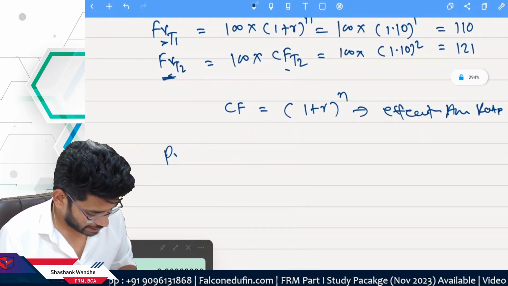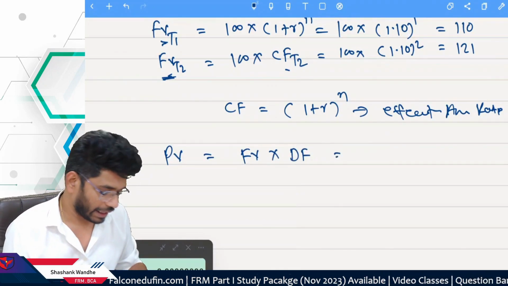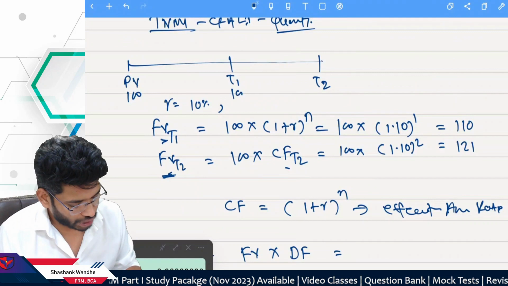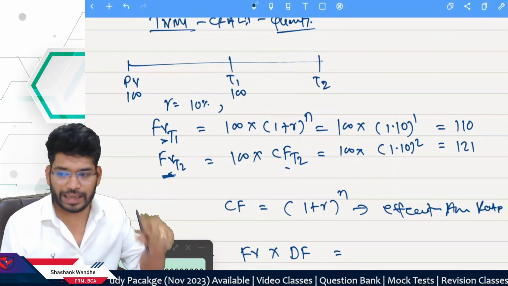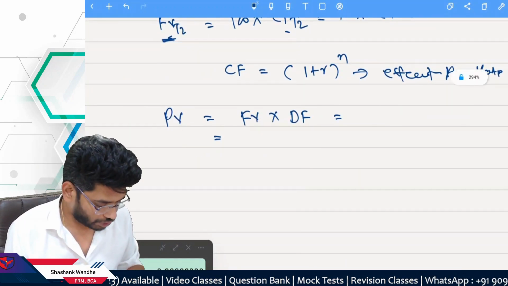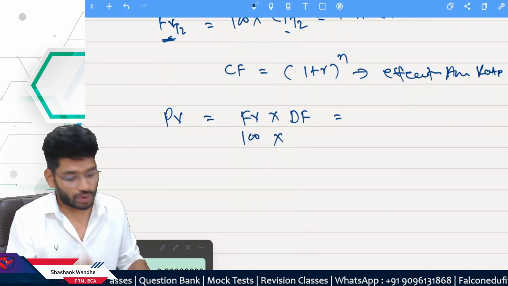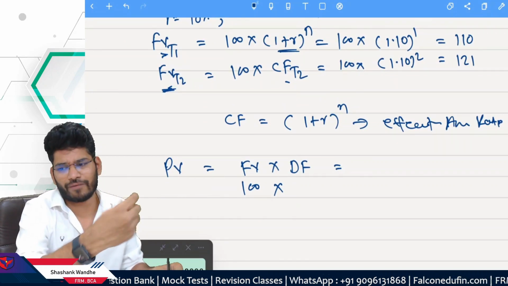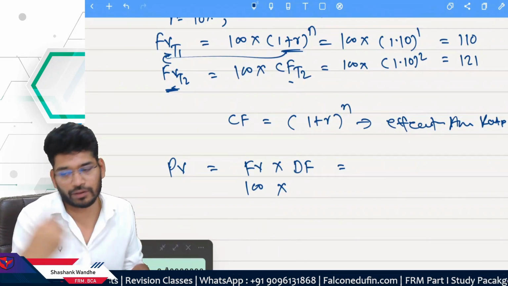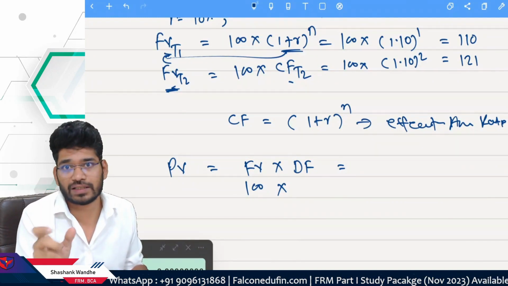Now what if we want to calculate the present value? To calculate the present value, we take the future value multiplied by the discounting factor, and we will get our present value. Let's assume the future value of 100 at time t1 and then 100 at time t2. Now how to calculate the discounting factor? Simply change this equation. The compounding factor, 1 plus r to the power n, goes to the other side, and it will be 1 divided by 1 plus r to the power n. This will give us the discounting factor.